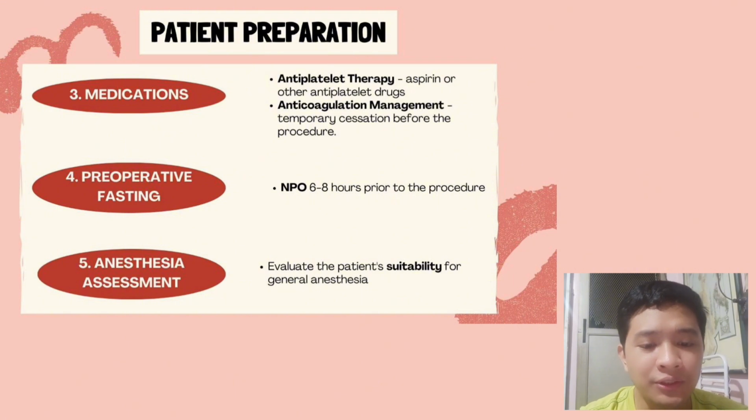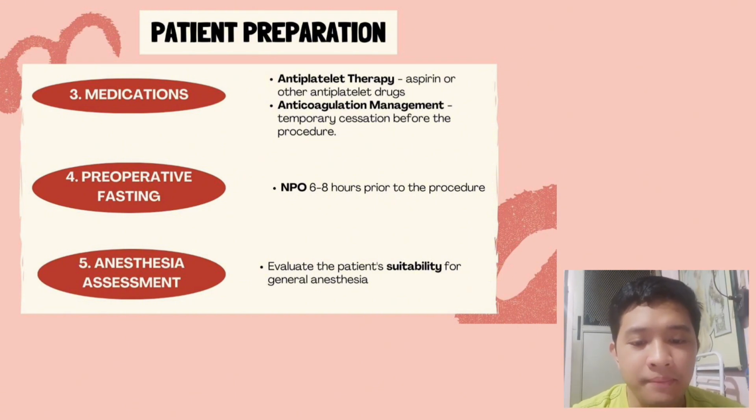Number 4, preoperative fasting. NPO status. The patient will typically be instructed to refrain from eating or drinking for at least 6 to 8 hours prior to the procedure to reduce the risk of aspiration during anesthesia. Number 5, anesthesia assessment. Consultation with anesthesia. A preoperative assessment by an anesthesiologist to evaluate the patient's suitability for general anesthesia.